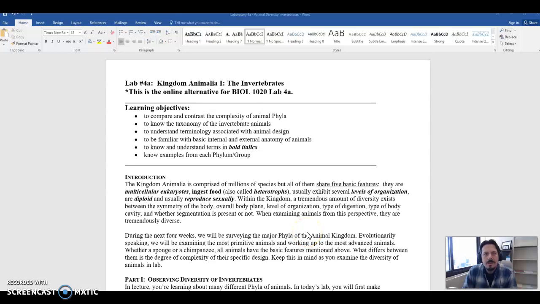Hi, everybody. I'm here to introduce this next lab, Lab 4A, Kingdom Animalia, number one, the invertebrates. The point of this lab is to introduce you a little bit to the different animals in the animal kingdom.